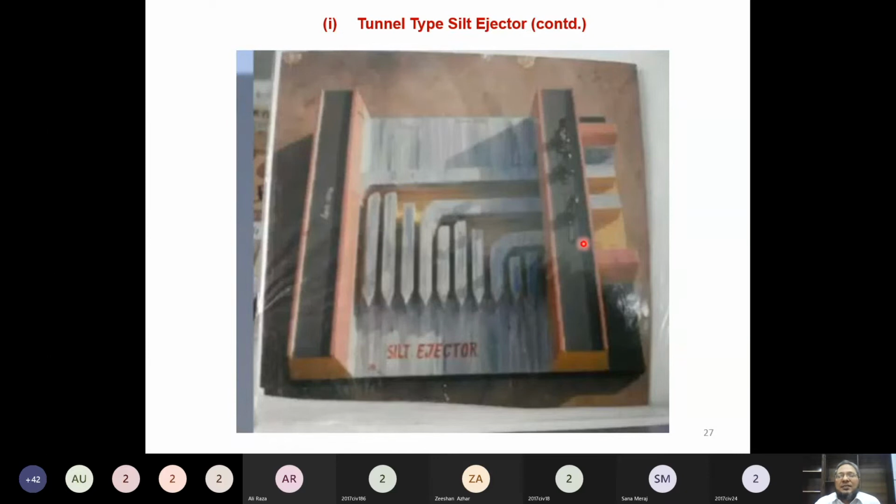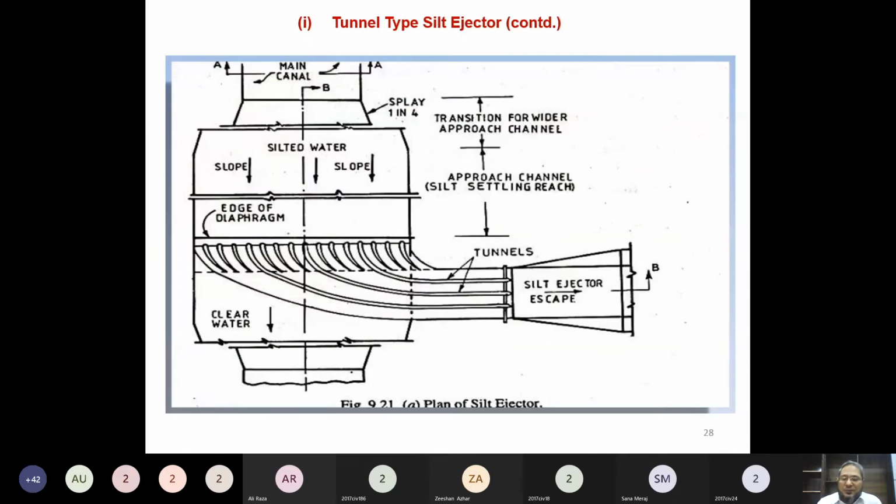These two are the banks of the canal. So this is the direction of the flow. And this is the left bank, and this is the right bank of the canal. And here the silt ejector is provided towards the right side, and here, to the right side, it throws the silty water in the river on downstream of the barrage.